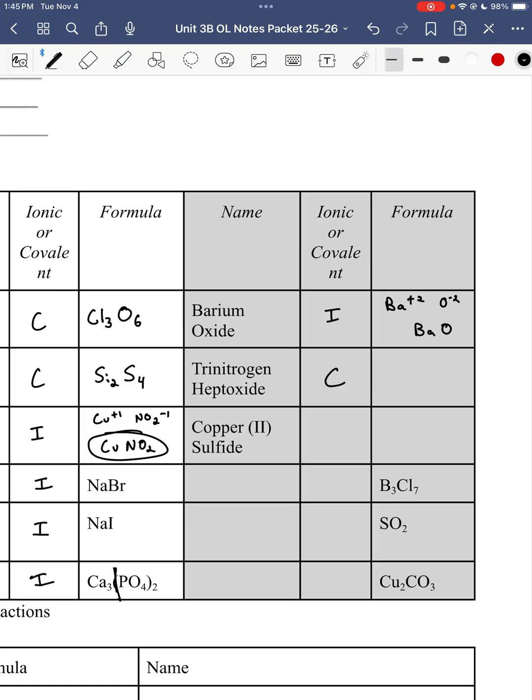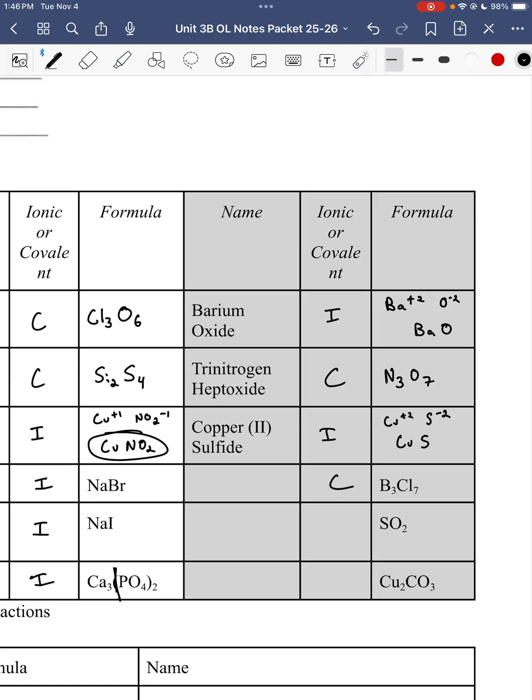Trinitrogen heptoxide is covalent. Trinitrogen means we have N3. Heptoxide tells us O7. Copper 2 sulfide is ionic. Copper 2 is Cu with a plus 2 charge. Sulfide, S with a minus 2 charge. So when I cross those over, they simplify just into CuS.